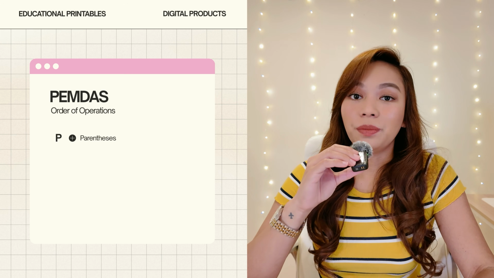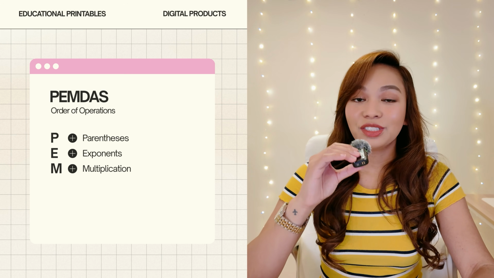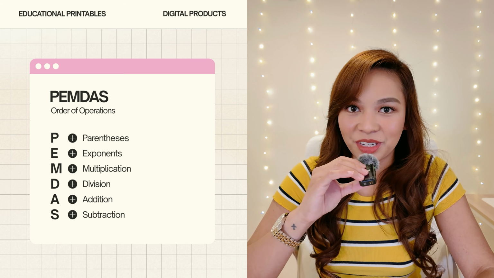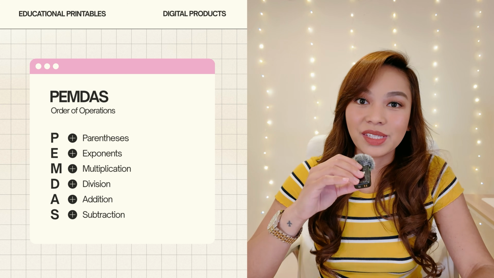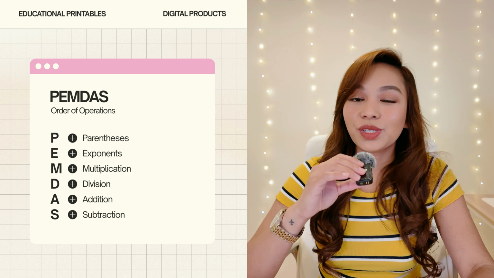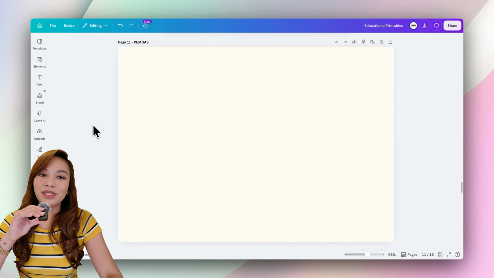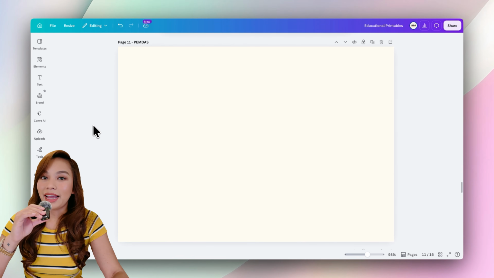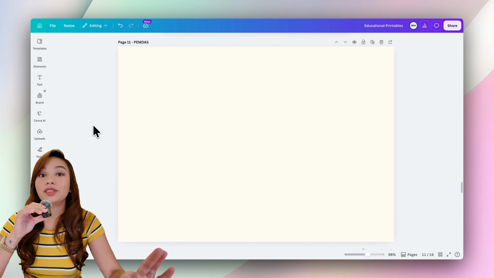Our final printable is a PEMDAS poster. PEMDAS stands for parentheses, exponents, multiplication, division, addition, and subtraction. It's a simple acronym that helps students remember the correct order of operations when solving math equations. Now, this one's a little different because we're starting with a landscape layout instead of the usual portrait orientation.